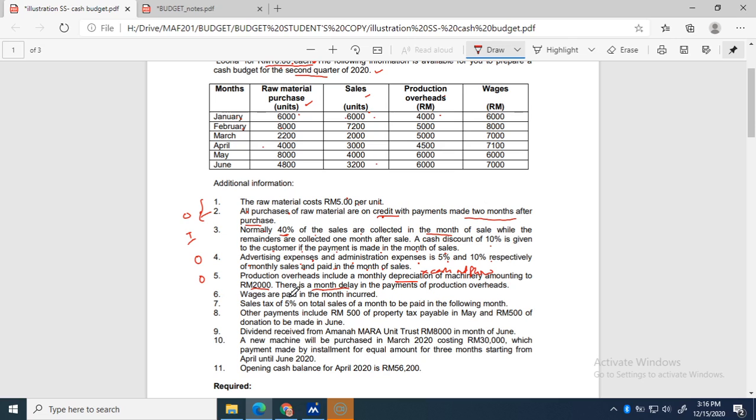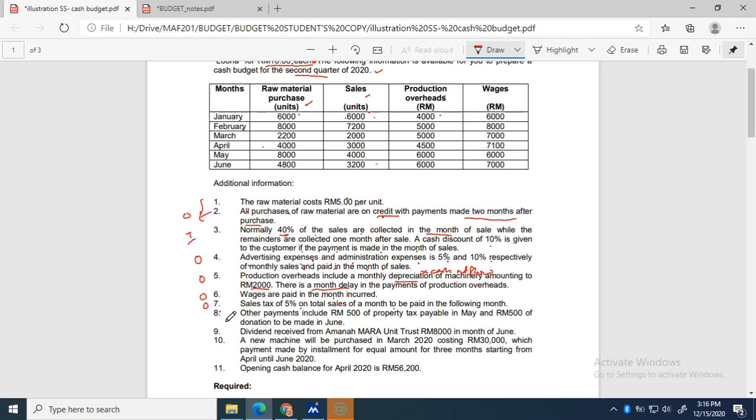Number 6 is wages are paid in the month incurred. So wages paid, that means expenses paid is also outflow. This one is no problem because you pay in the same month. Okay, number 7, sales tax 5% on sales of a month to be paid in the following month. So sales tax, so outflow. So based on the sales, 5%, you pay the next month, the following month.